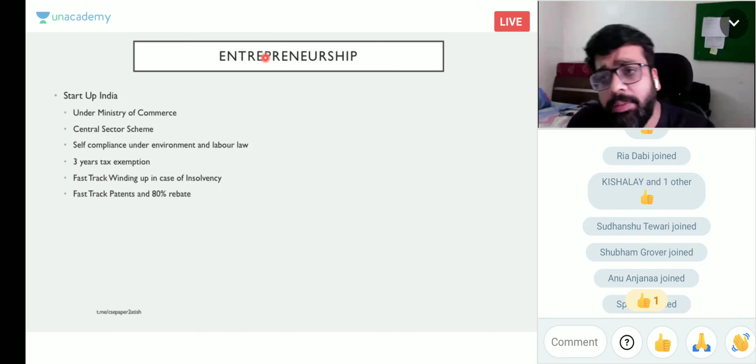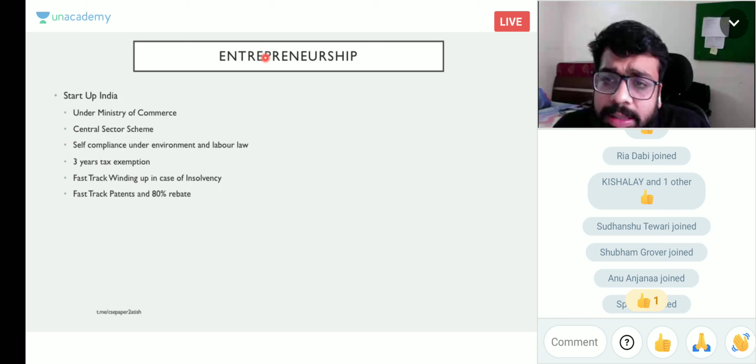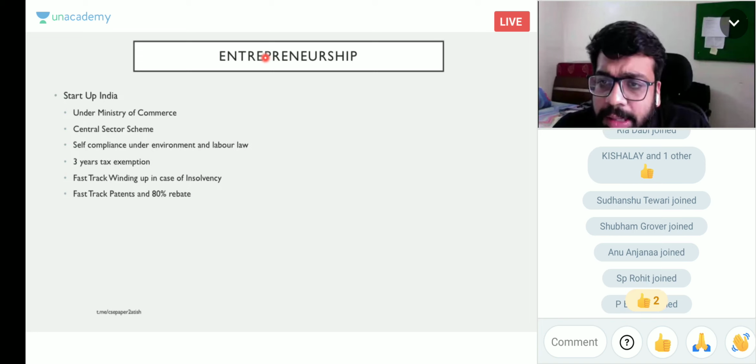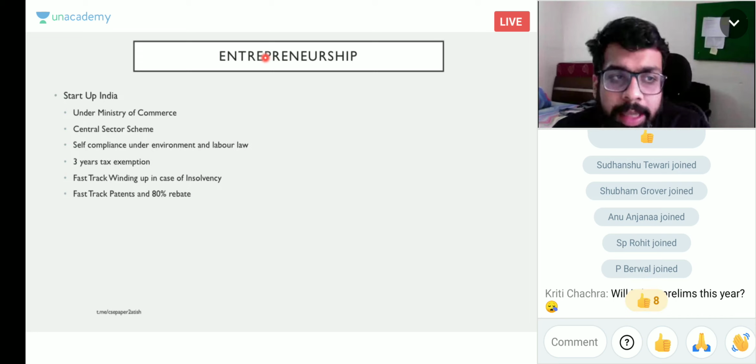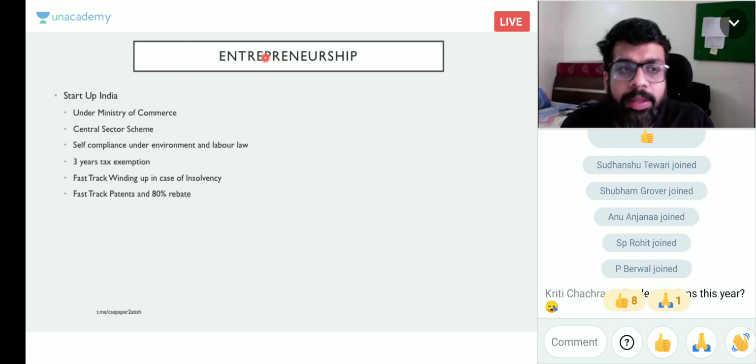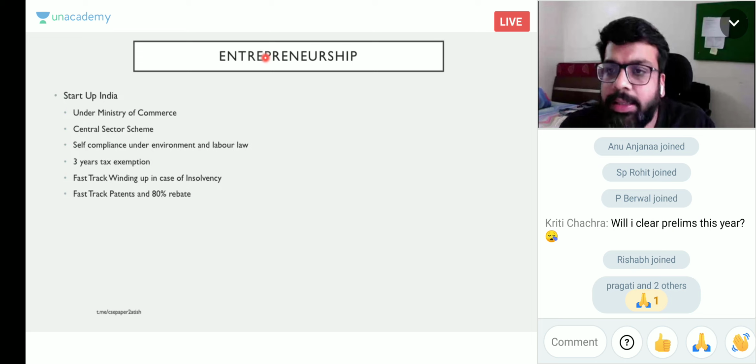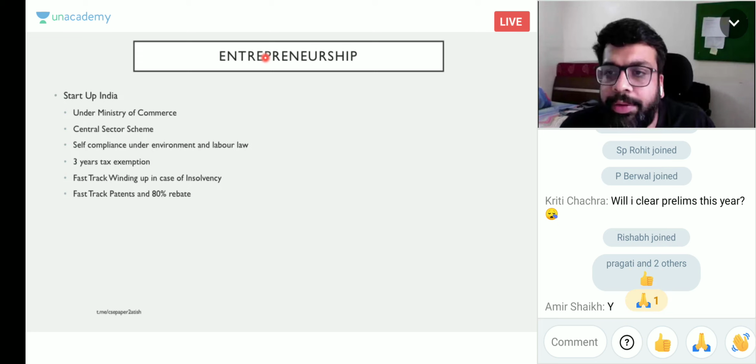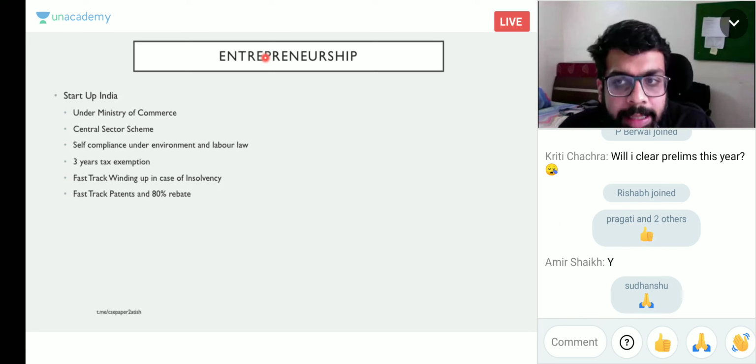Entrepreneurship. The reason you shortlisted this is Kaushal Vikas Yojana has already been asked. National Innovation Mission has already been asked in the last year. We will not touch those schemes again. The only thing which is left is Startup India. It's from the Ministry of Commerce. It's a central sector scheme, which means the center is completely paying for it. It's basically a relief or a tax benefit scheme.